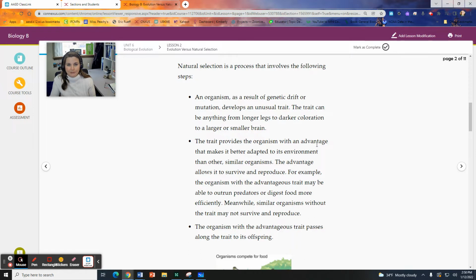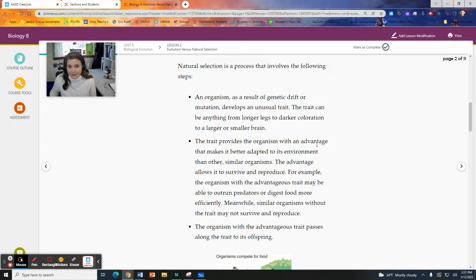So what the heck is natural selection? The big thing about natural selection is that there is a trait that makes that organism better fit in a specific environment for survival. Survival includes living and reproduction. So living is wonderful. We all want to live. But if you don't reproduce and carry those genes to the next generation, you're not going to see a change over time. That's not going to happen. So you have to have reproduction involved in natural selection.